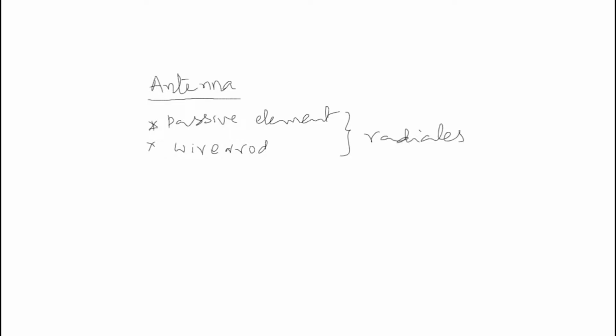What is the definition of the antenna? Antenna is a passive element. It may be a wire or rod, which is used to radiate electromagnetic waves into the space.